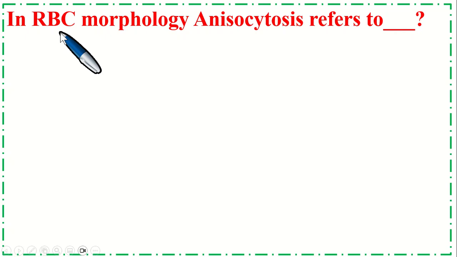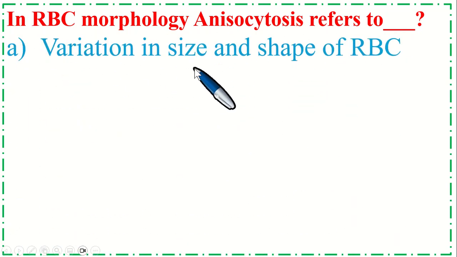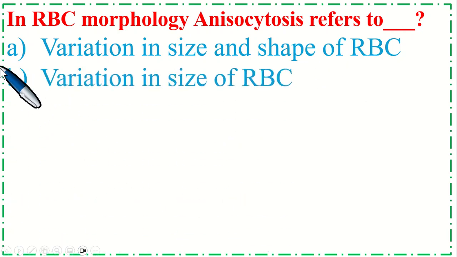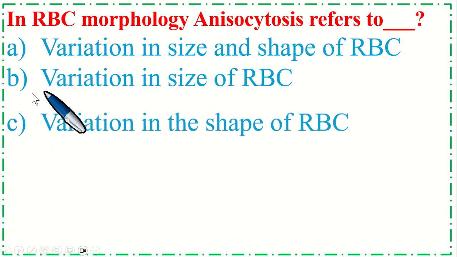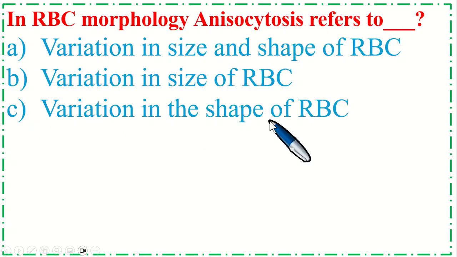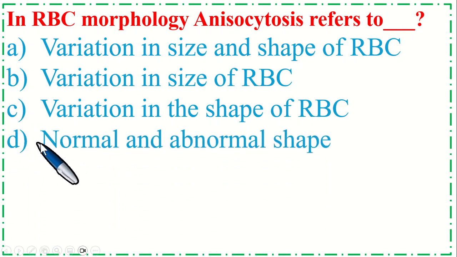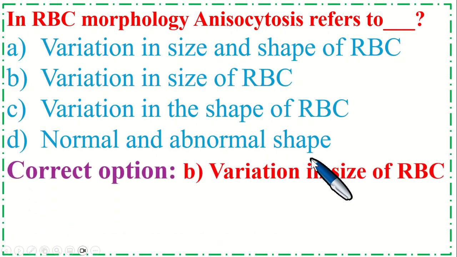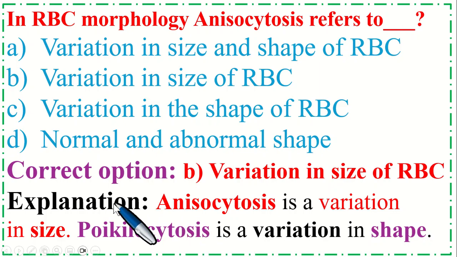In RBC morphology, anisocytosis refers to dash. Option A. Variation in size and shape of red blood cells. B. Variation in size of red blood cells. Option C. Variation in shape of red blood cells. And option D. Normal and abnormal shape. So the correct option is B. Variation in size of red blood cells. Explanation is anisocytosis is a variation of size of red blood cells, while poikilocytosis is a variation in shape.